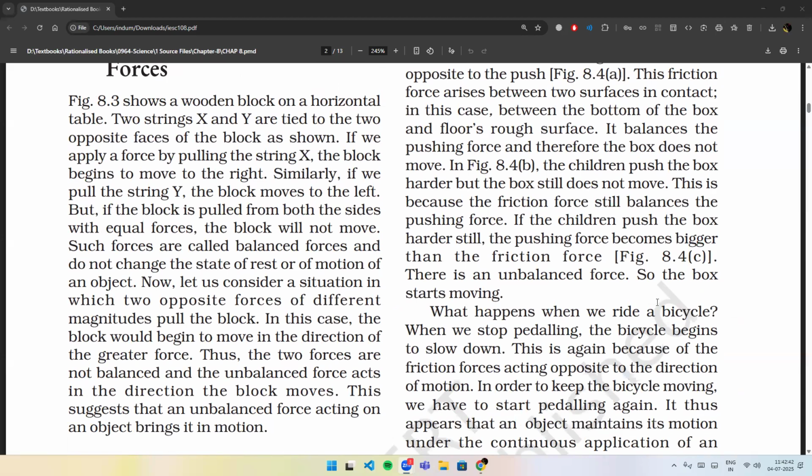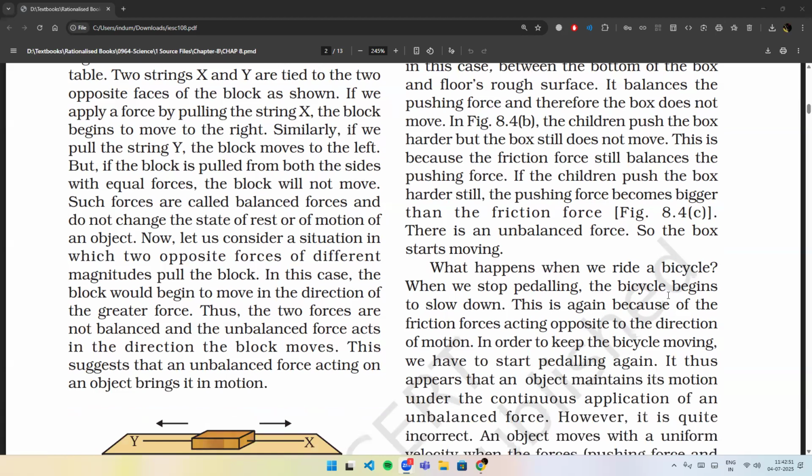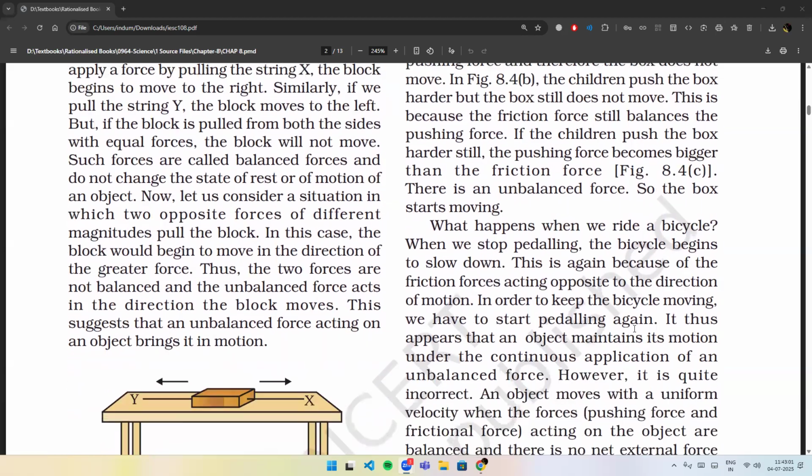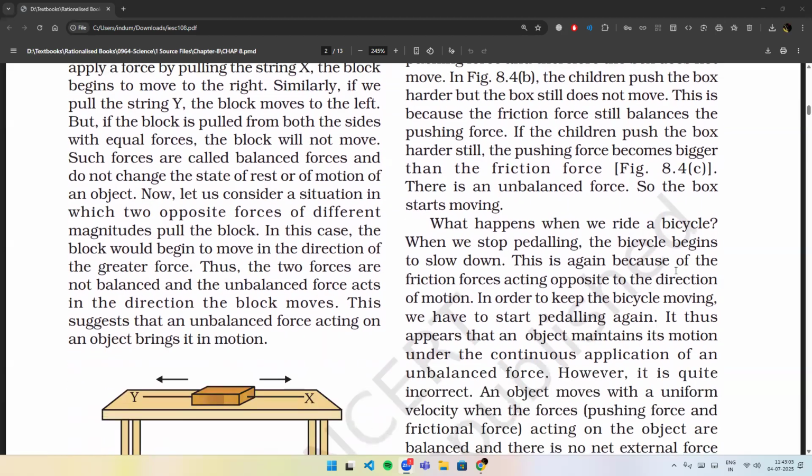In figure 8.4b, the children push the box harder, but the box still does not move. This is because the friction force still balances the pushing force. If the children push the box harder still, the pushing force becomes bigger than the friction force. There is an unbalanced force, so the box starts moving.